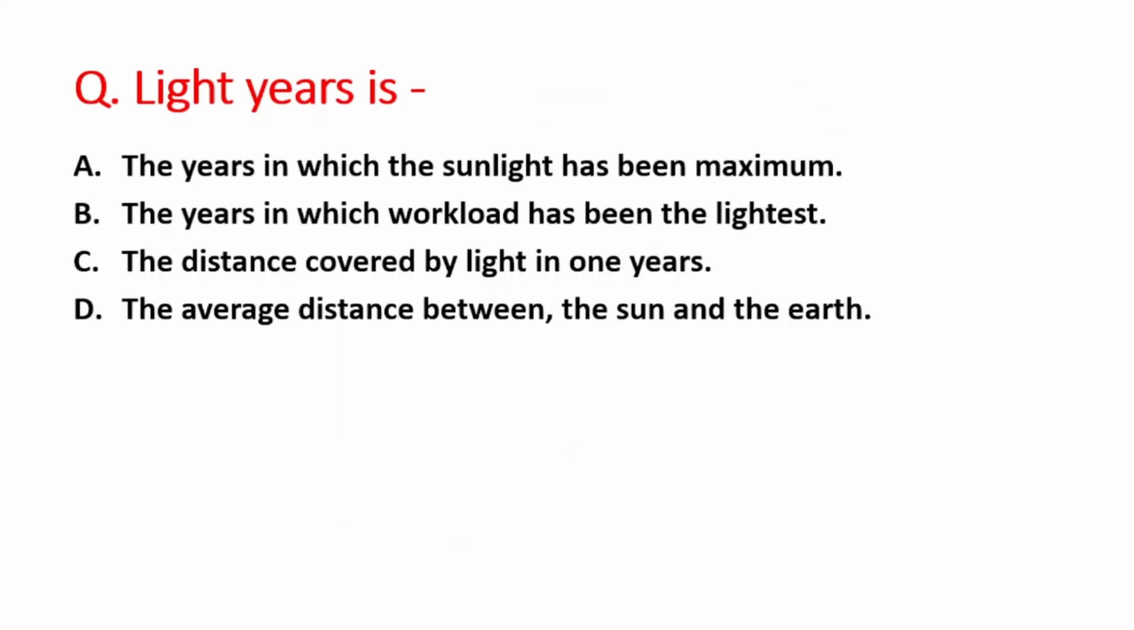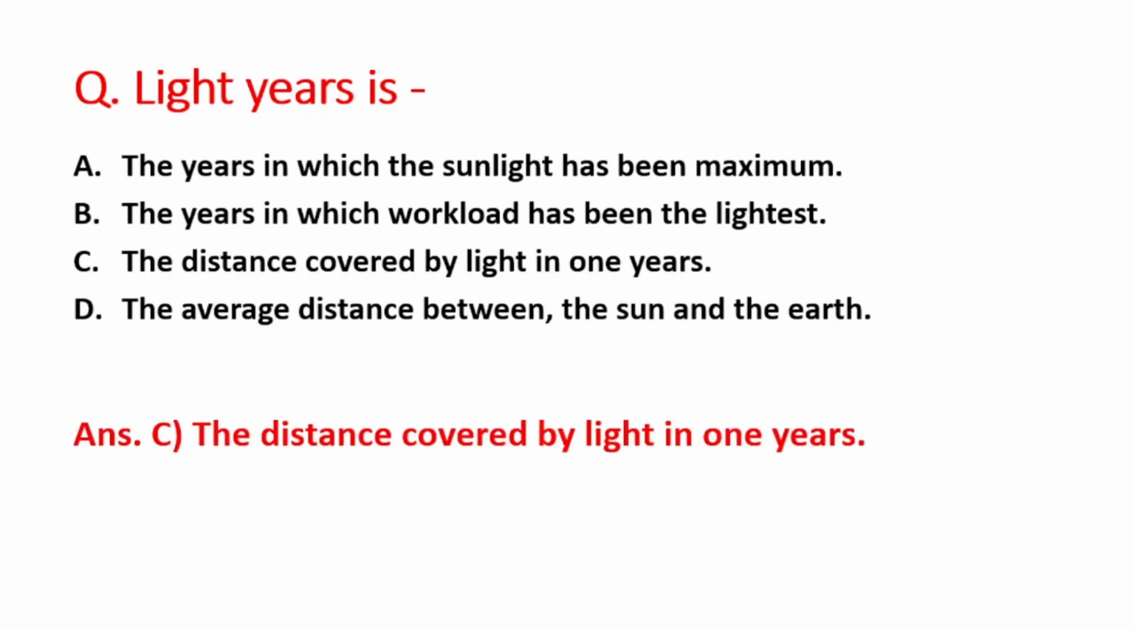So let us start with the first question. The question is: light year is? A option is the years in which the sunlight has maximum. B option is the years in which the workload has been the lightest. C option is the distance covered by light in 1 year. And D option is the average distance traveled between the sun and the earth. So the right answer is option C, that is, the light year is the distance traveled by light in 1 year.